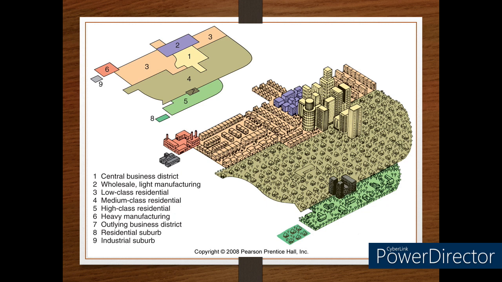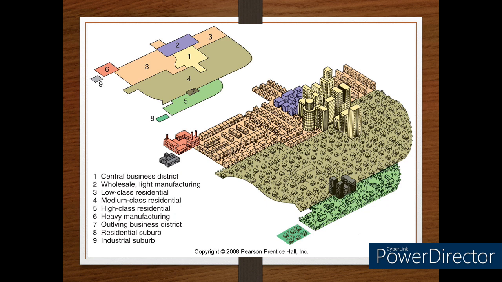Next, we'll have at number 5 the high class residential areas, which are the people in high society, and these are the people living around the outlying business district, which means they get to share the outlying business district with the residential suburbs. Next, we'll have number 9, which represents the industrial suburbs.